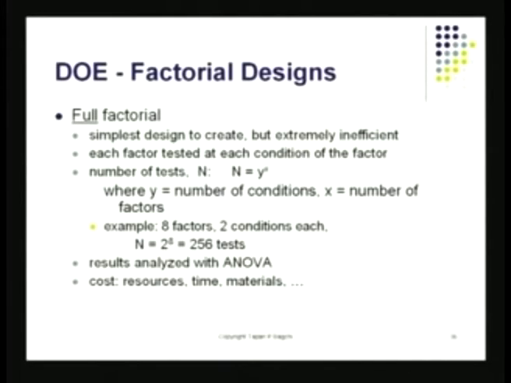It's the simplest design to create, but it's extremely inefficient because it sometimes ends up with a large number of trials. For example, if I had 8 factors manipulated at 2 settings each, I'd end up running 256 tests. That's way too many tests. And while you are manipulating these 8 factors, it's possible that other factors also changed, and the conditions would differ from the first few experiments to the last few experiments.